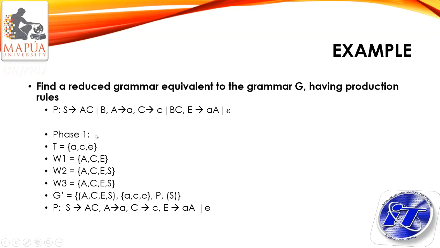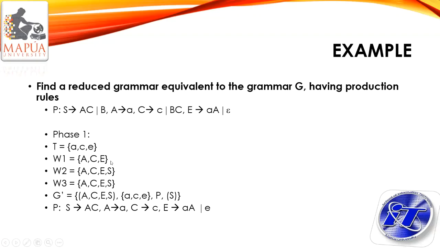So which are A for A, C for non-terminal C, and E for non-terminal E. So that will be W1. And then let's proceed to W2. We're going to check which among the symbols will yield non-terminals A, C, and E.